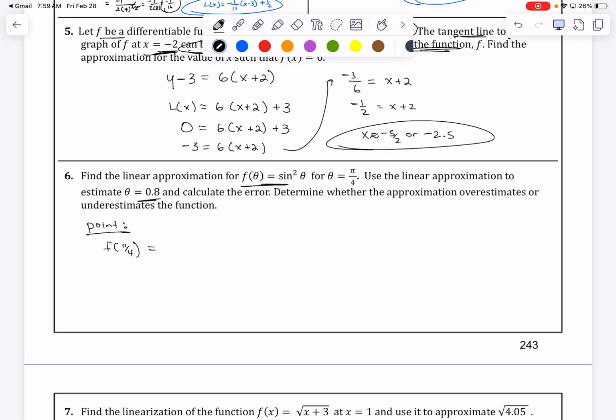So we're going to have sine of pi over 4 and then do what to it? Square it. What's sine of pi over 4? Root 2 over 2. So you're going to have root 2 over 2, and you're going to square it. What is that going to give you? 2 over 4, which is 1/2. So there's your point.